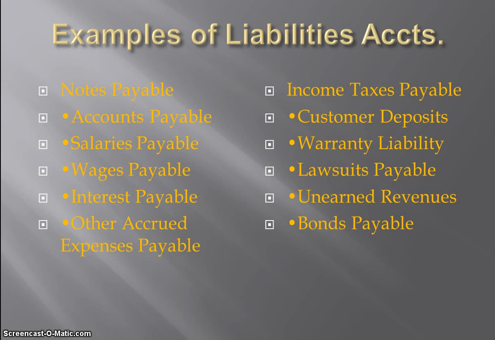Salaries and wages are sort of similar, but a little different also. Salaries payable is a current liability account which reports the amount of salaries earned by a company's employees which have not yet been paid by the company. Wages payable is a current liability account that reports the amount owed to employees for hours worked but not yet paid as of the date of the balance sheet. There's a little difference there, but similar.